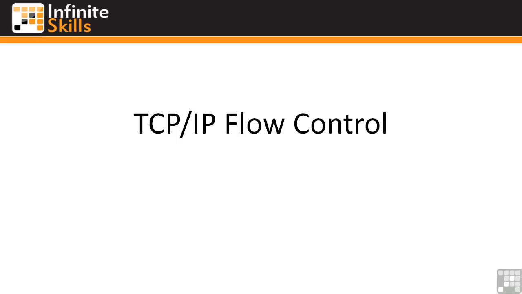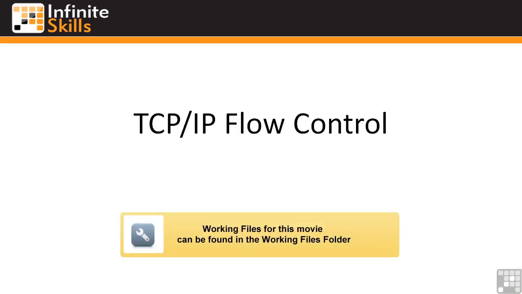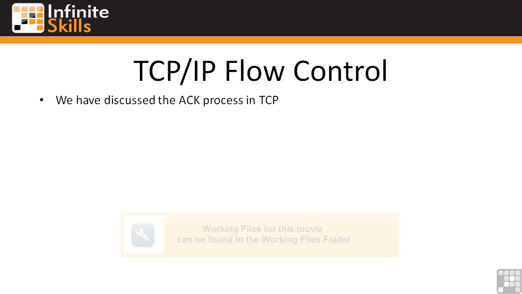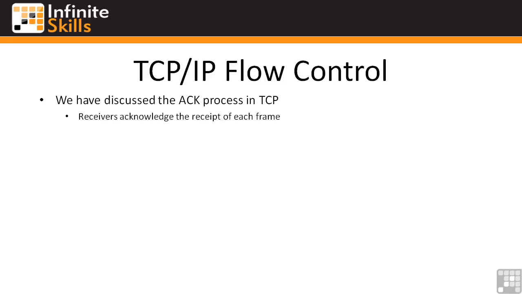In this video, we're going to discuss TCP/IP flow control mechanisms. Now, we have discussed elsewhere in this course the acknowledgement process in TCP. You know that the receivers acknowledge the receipt of each frame, send an acknowledgement back to the sending station, and that the sending station waits for that acknowledgement before it sends more data. That way, you're assured that the data you sent was actually received on the remote end.